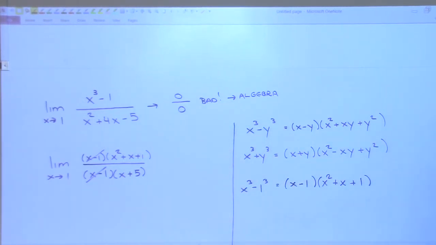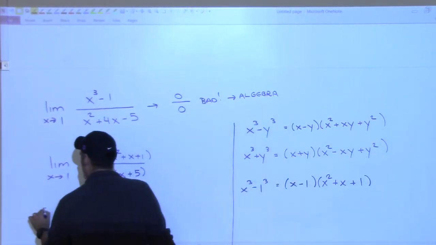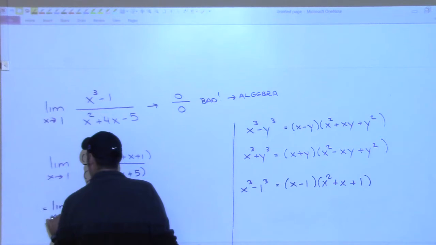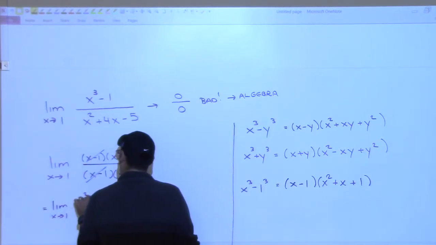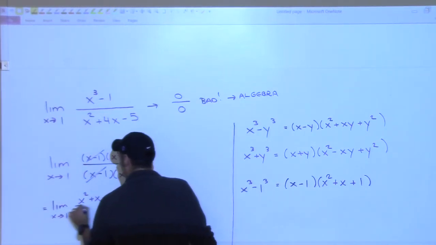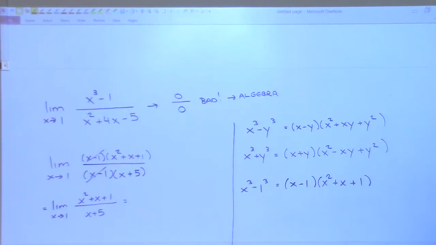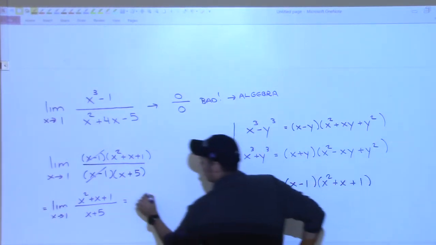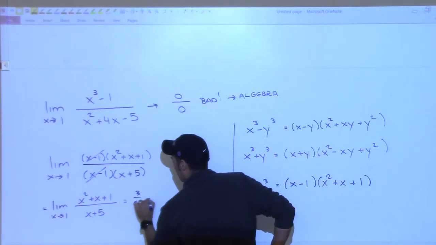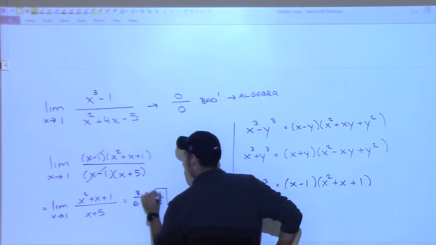And now at this point, I guess we could rewrite the limit. So this is equal to the limit as x approaches 1 of x squared plus x plus 1 all over x plus 5. And that is equal to, now let's let x go to 1. And we can get rid of the limit as long as we let x go to 1. And what do we get? 3 on top, 6 on the bottom. So 1/2 when we reduce the fraction.